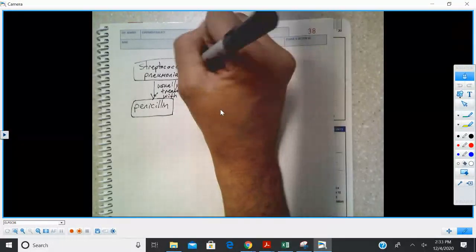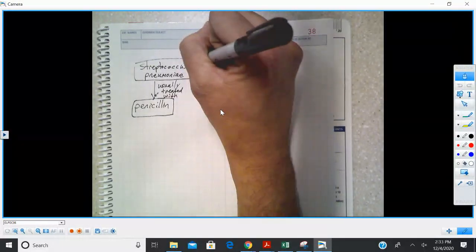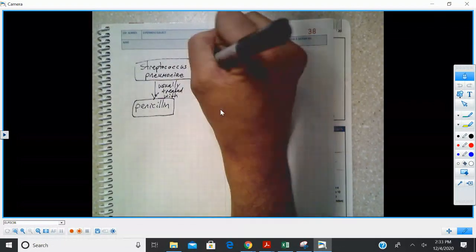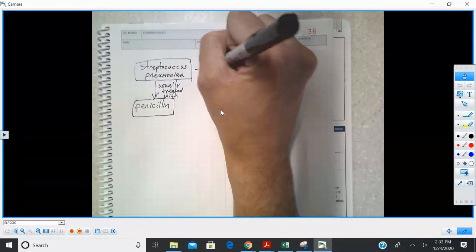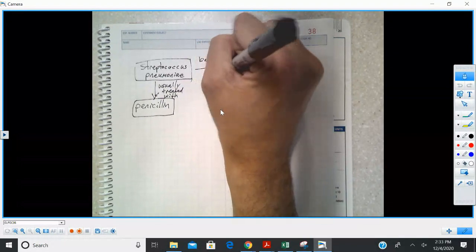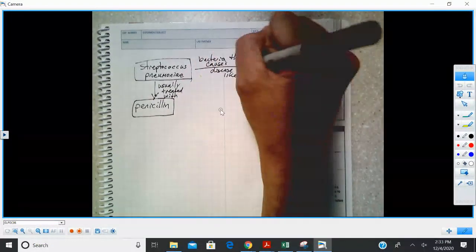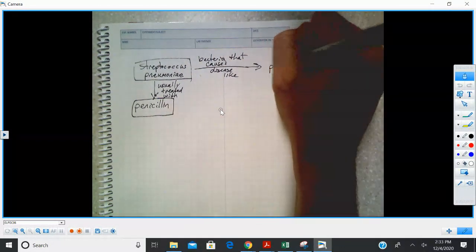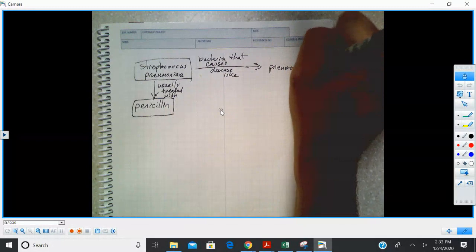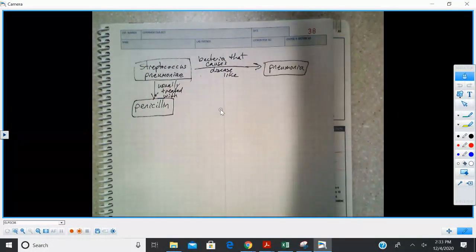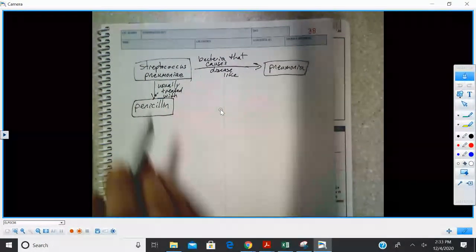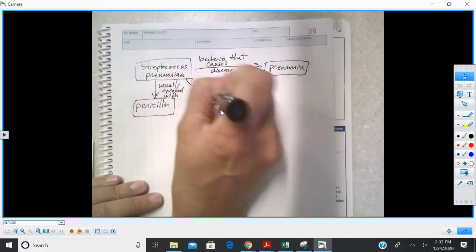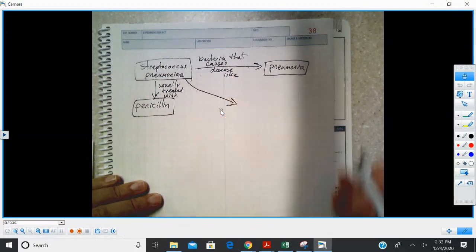And once again, it is a bacteria that causes disease like, if you look at the name of it, pneumonia, which is basically a bacterial infection of the lungs. So this is what normally happens. You have this bacteria, it causes pneumonia. We usually treat it with penicillin. However, this has been around for a while. Penicillin's been around since the 1930s.